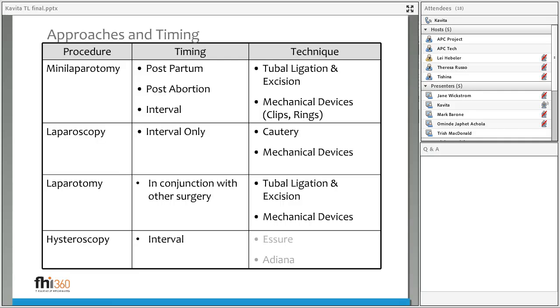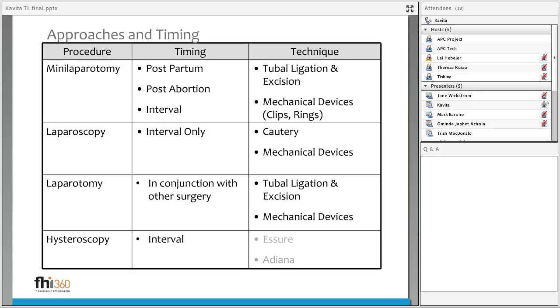Another approach, and one that's commonly used in high-resource settings, is something called laparoscopy, where a little telescope-type device is inserted through a small incision just below the umbilicus, and the abdomen is insufflated with gas, and then surgeons are able to visualize the tubes and then do procedures to interrupt them. And this is usually done by cautery, but can be done using mechanical devices as well.